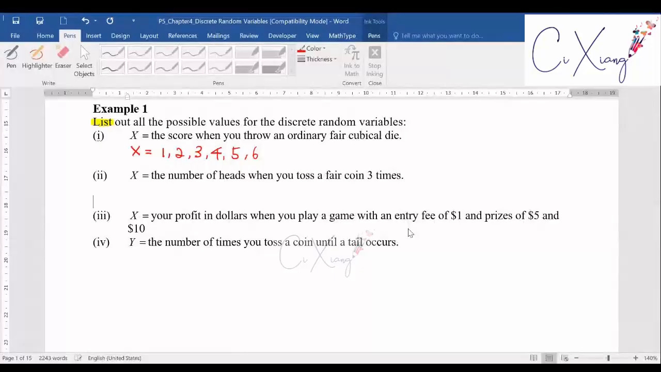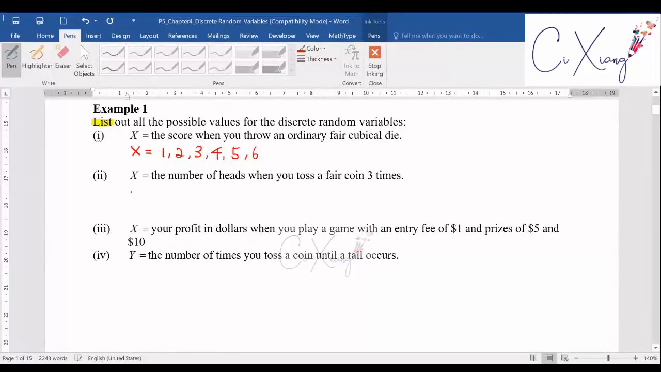When they say the number of hits when you toss a fair coin 3 times, when you throw a coin 3 times, what is the possible value for the number of hits that you get? Maybe you get all tails: tail, tail, tail. That means the number of hits is 0. No hit. So x equals 0, because x is the number of hits.